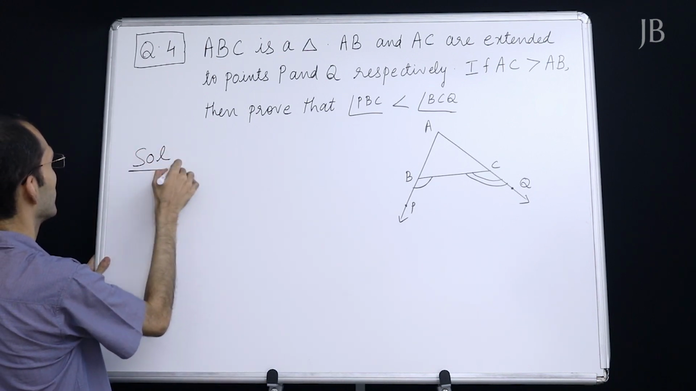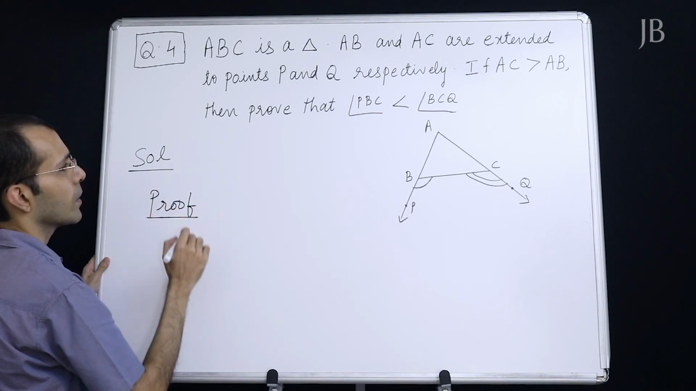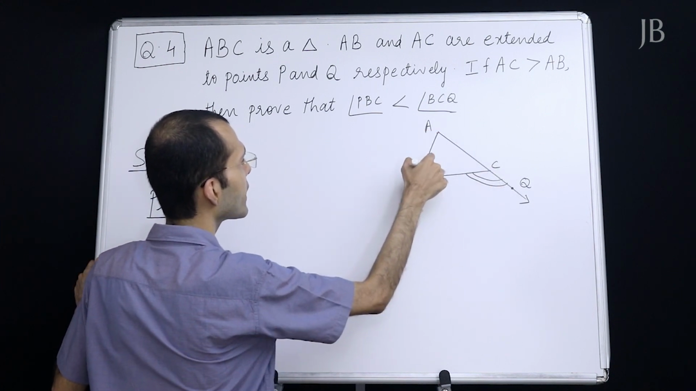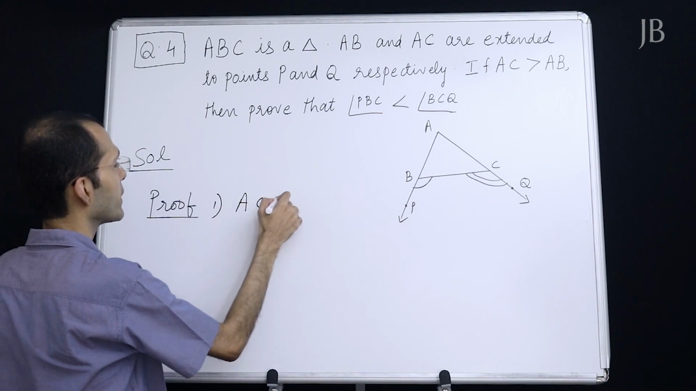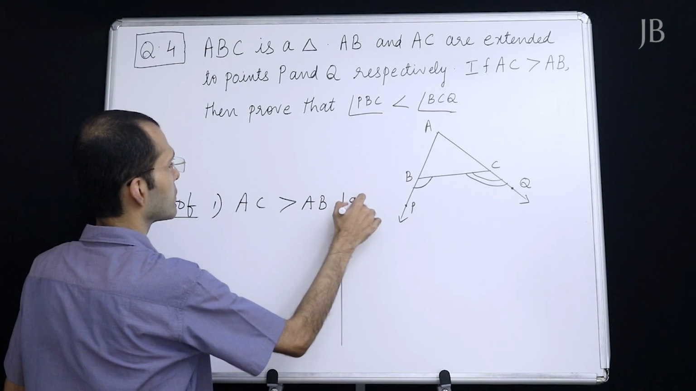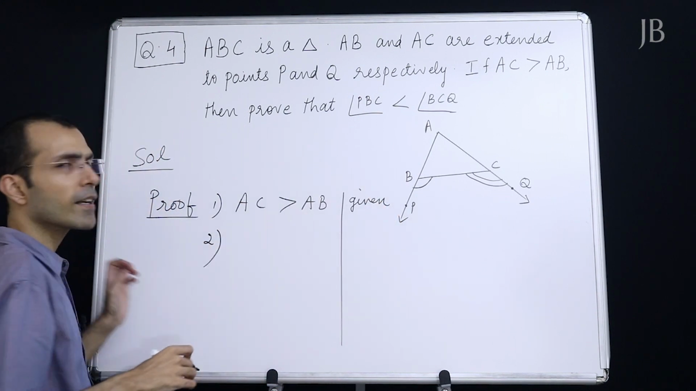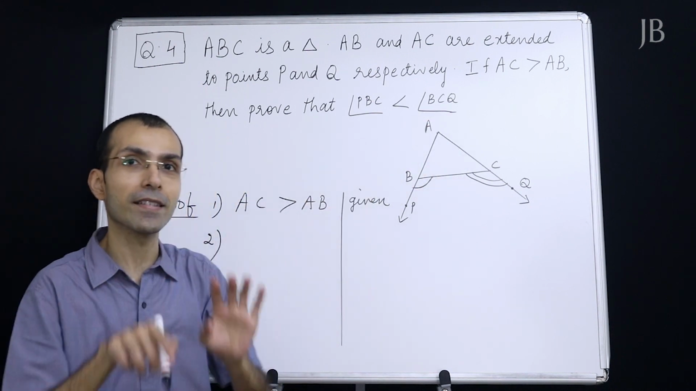Proof. Okay, they have given you AC greater than AB. This is given. AC greater than AB. Given. So what can we conclude about the angle which is inside the triangle ABC?